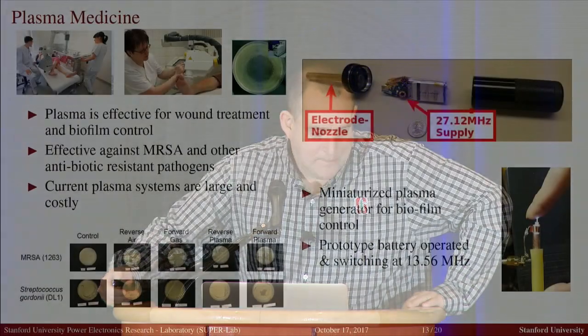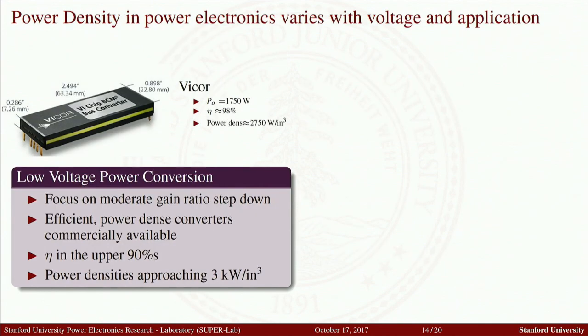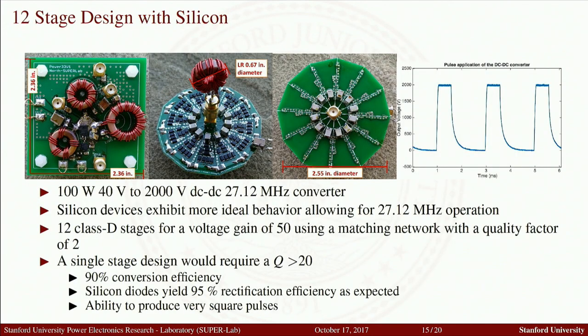We are also trying to use these plasma generating techniques in other applications, for example, to implement plasma medicine. We want to be able to use plasma to kill bacteria and biofilm. Recently, we've also been working with high voltage power converter technologies that allow us to generate very high voltage in a very, very small volume.